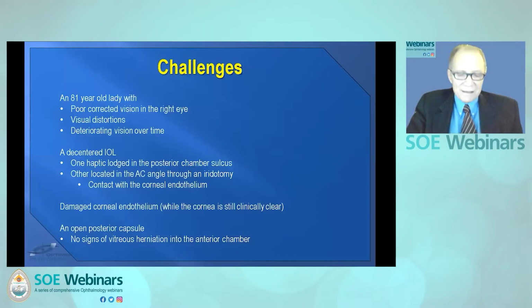We were thus faced with an 81-year-old lady with poor corrected vision in the right eye, visual distortions, as well as deteriorating vision over time. Furthermore, she had a decentered IOL with one haptic lodged in the posterior chamber sulcus and the other haptic lodged in the anterior chamber angle through an iridotomy, with a haptic making contact with the endothelium. The endothelium was damaged while the cornea was still clinically clear, and there was an open posterior capsule. No signs of vitreous herniation were present in the anterior chamber.